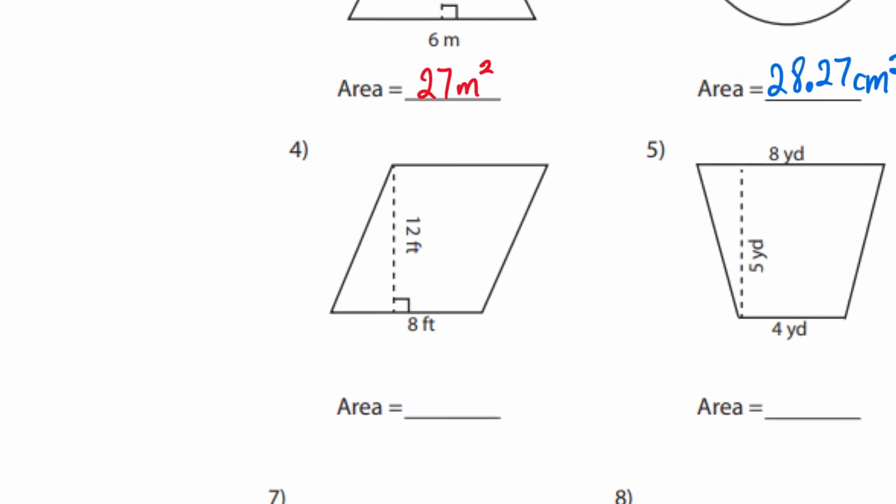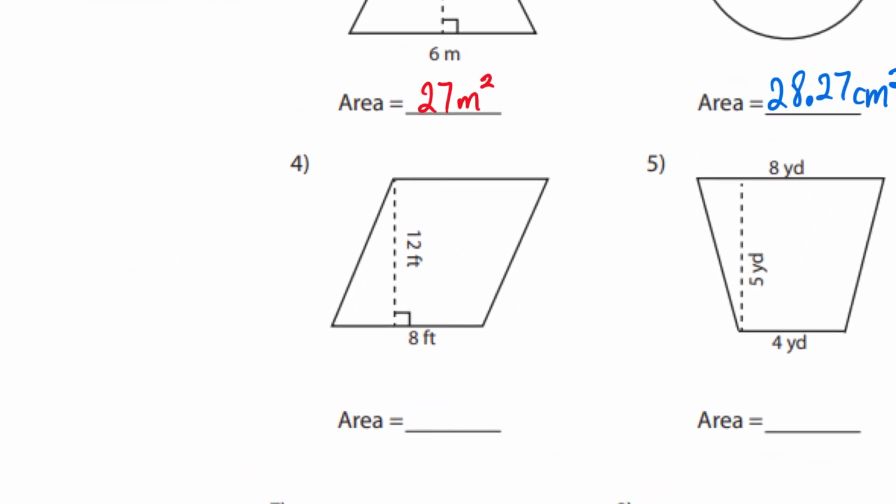Okay, what's this thing? Parallelogram. How do we find the area of every parallelogram? Base times height. So on this one, it's just 8 times 12, which is what? 96 square feet.